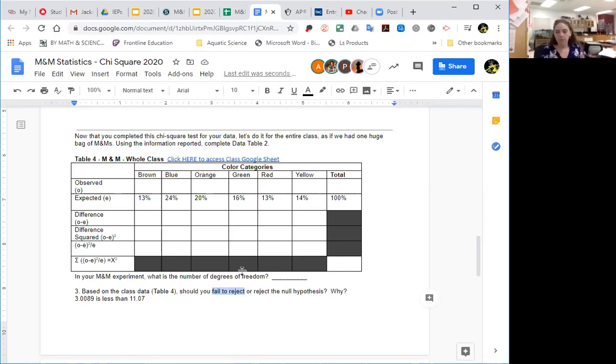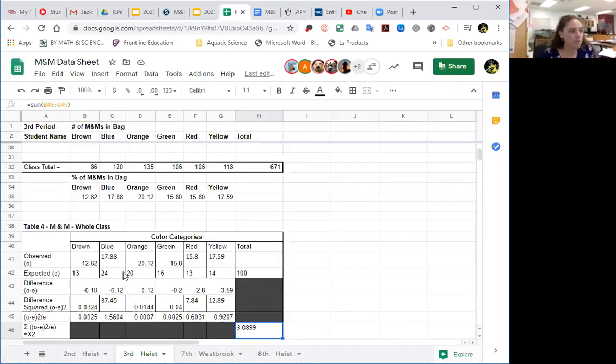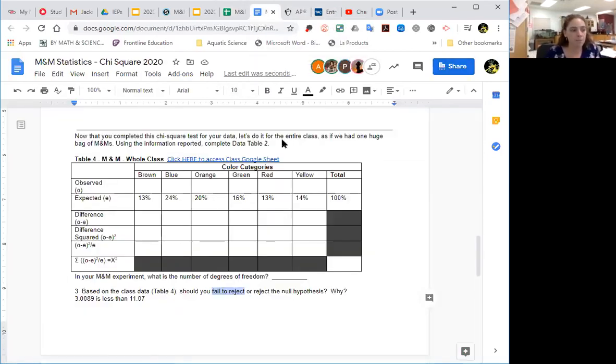And we got some good statistical numbers and data. Even though, if we come back and look at our table, like with blue, we got 17%, it said it should have been 24, but as a whole, no difference from the expected, from what Mars told us it should be. Only difference is due to chance.